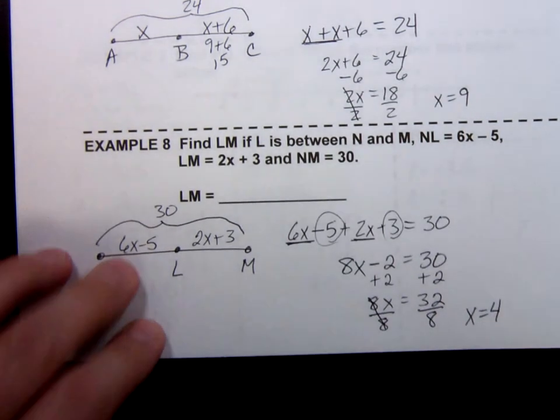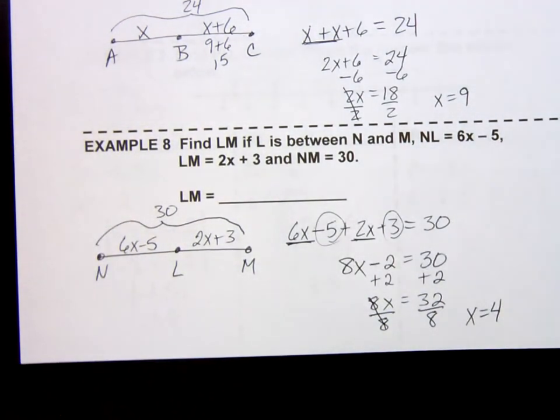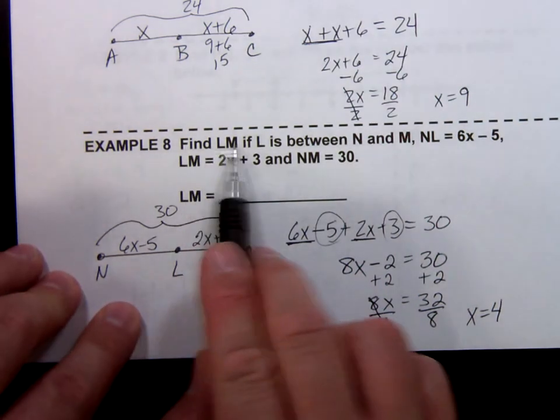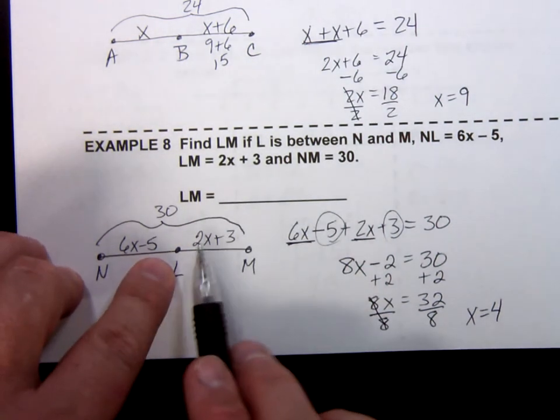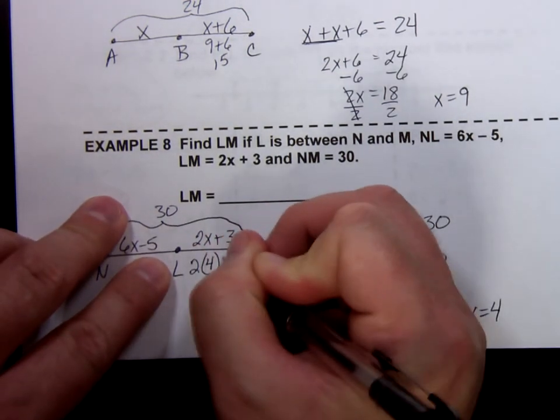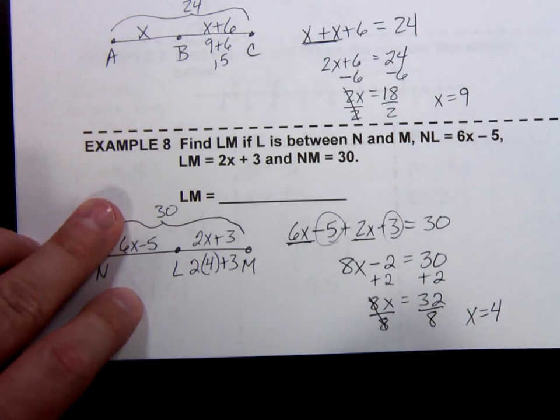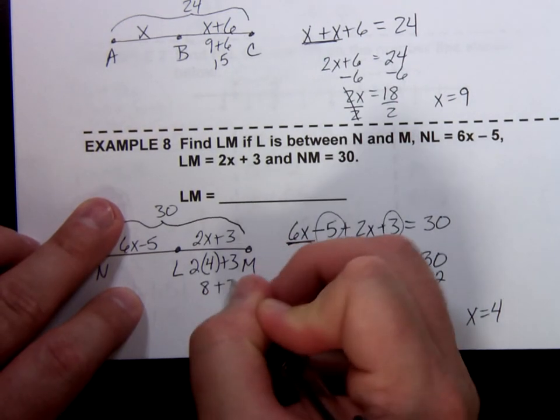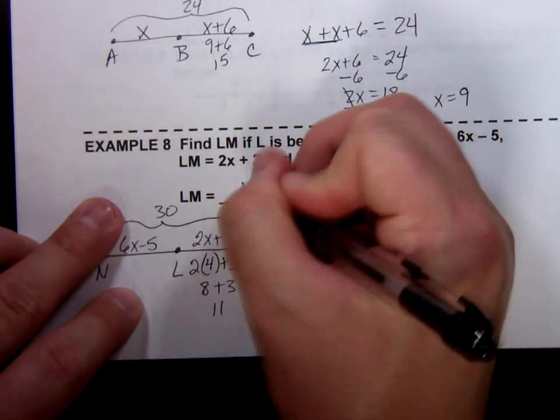Now, that's not our final answer. Our goal was to find the distance from L to M. Well, the distance from L to M is 2 times x plus 3. So now that I know x is 4, I can substitute 4 in place of x. 2 times 4 is 8. 8 plus 3 is 11. And there's the answer. The distance from L to M is 11.